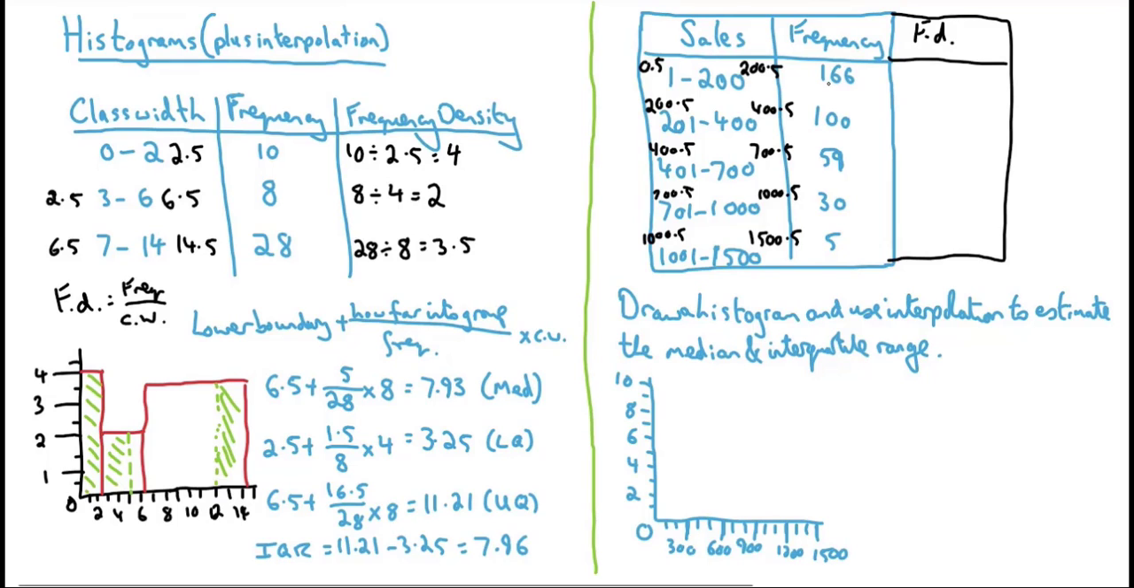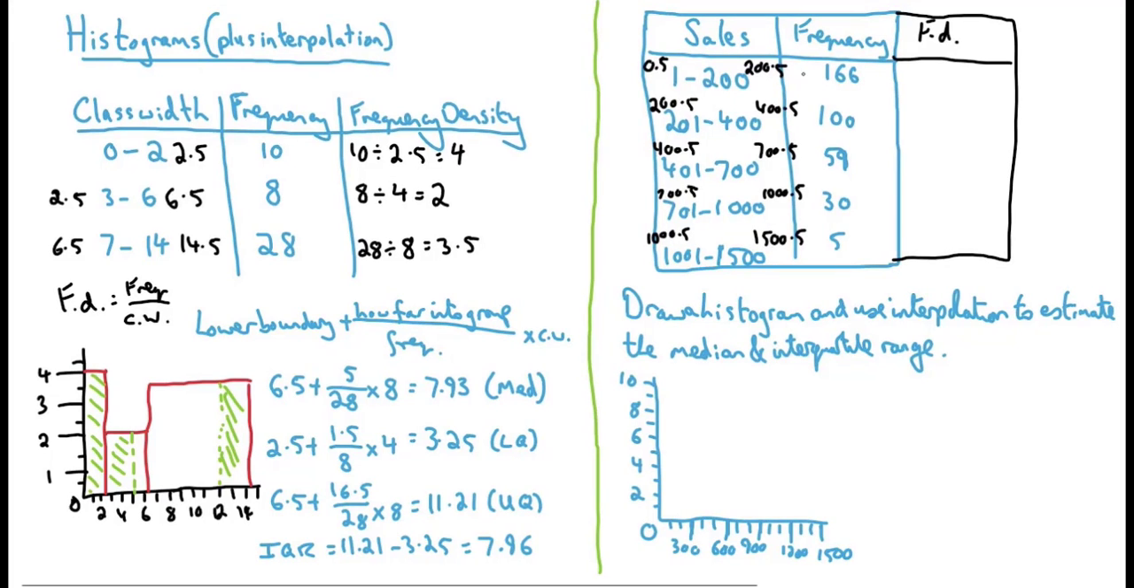If here we then were to do the 166 divided by 200, that gets you 0.83. 100 divided by a difference of 200, which is 0.5. 59 divided by a difference of 300, we'll have to round that one, let's say 0.197. 30 divided by 300 is going to be 0.1, and 5 divided by 500, 0.01. Now that you have these, you can start to put them onto your axes.